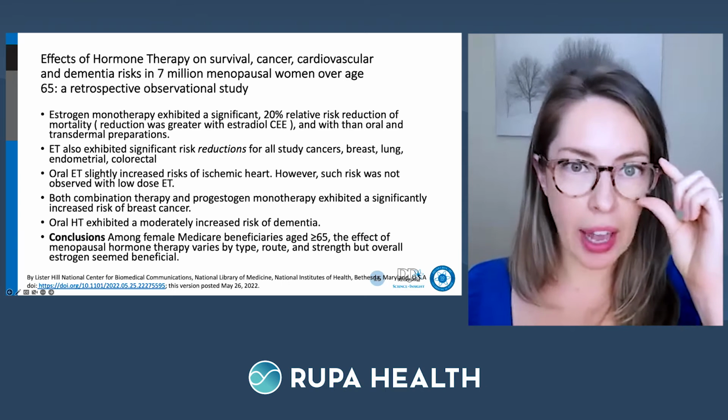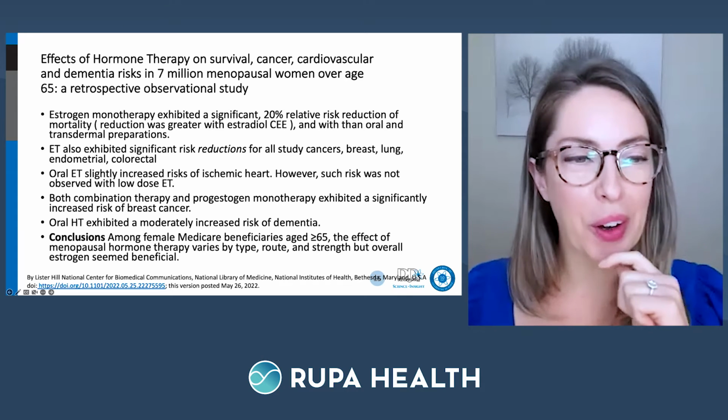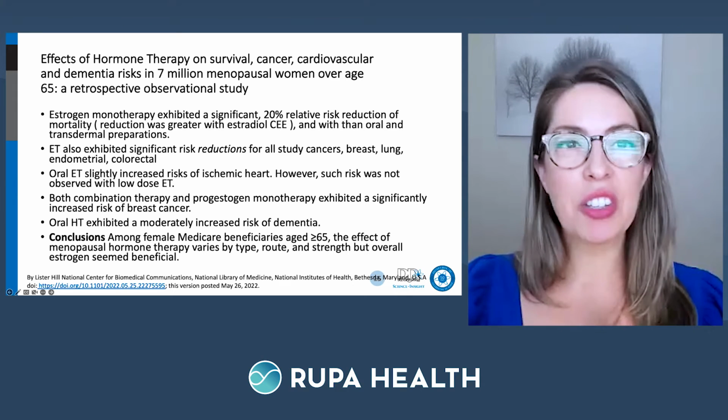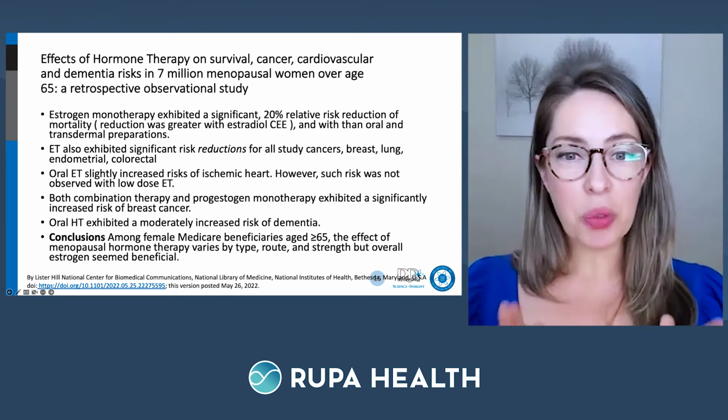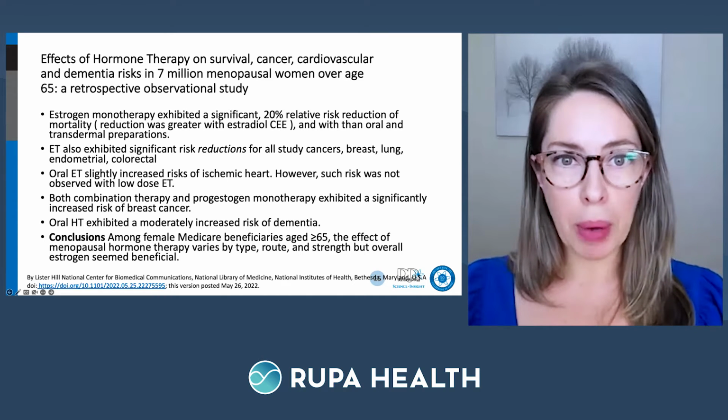Now, I should have had this slide just one earlier, but along the kind of risk factor for hormone replacement and breast cancer, this study is really interesting. So this was funded by the NIH.